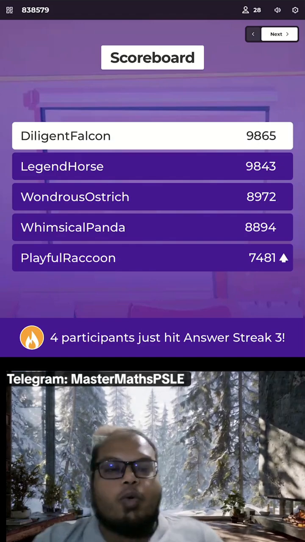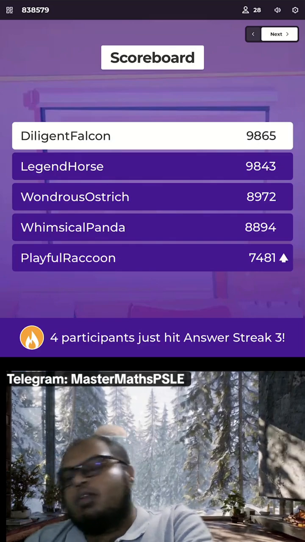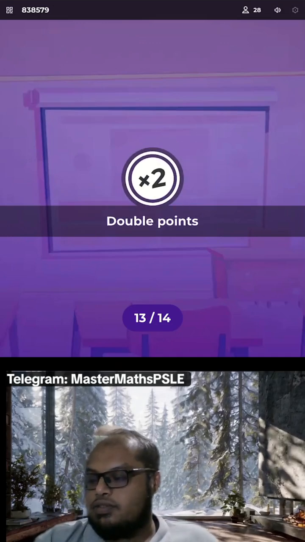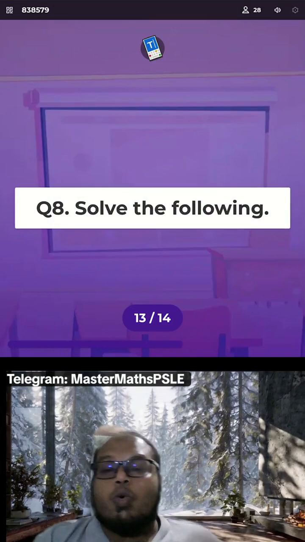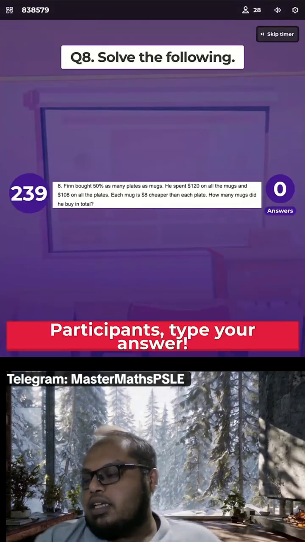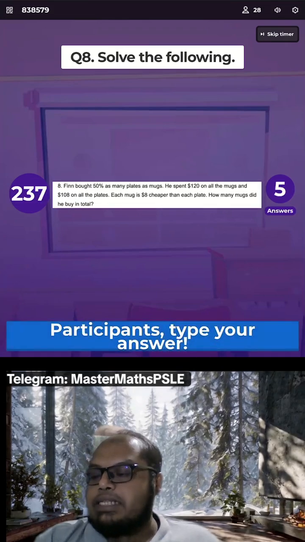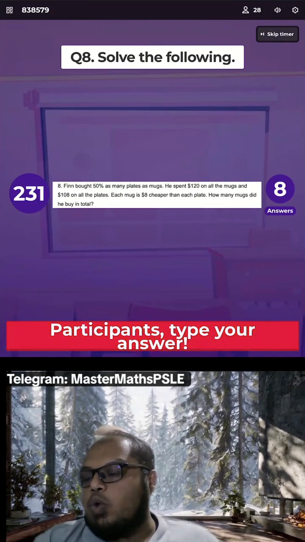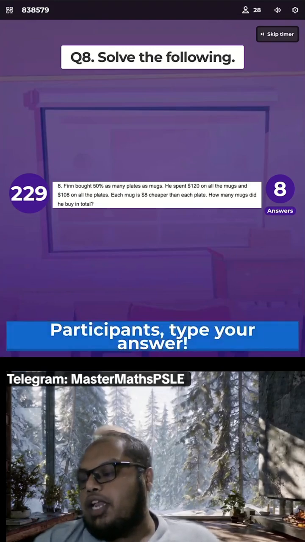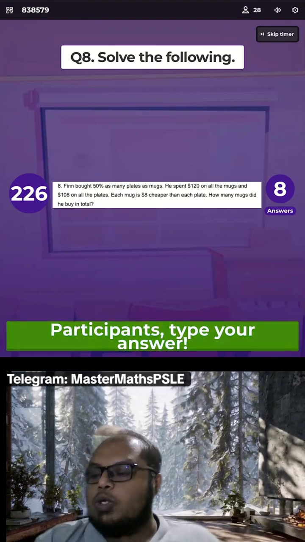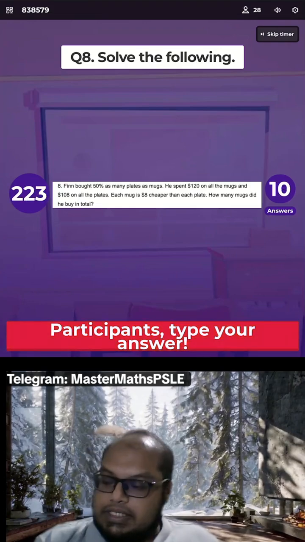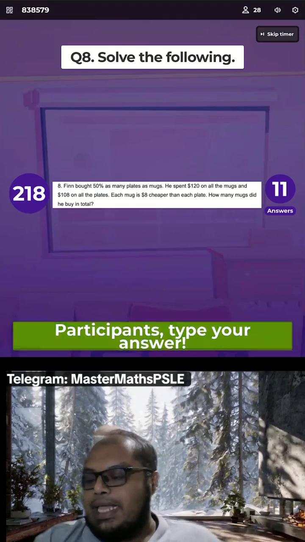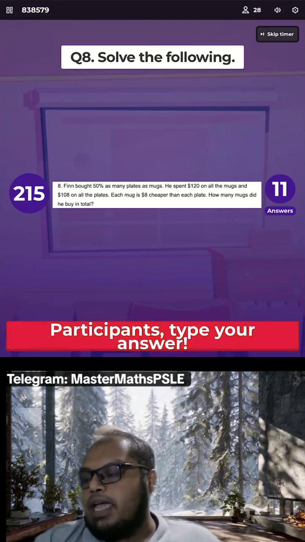I think there's one more question that will help determine who's going to get the first spot. Now, question 8. Finn bought 50% as many plates as marks. He spent $120 on all the marks and $108 on all the plates. Each mark is $8 cheaper than each plate. How many marks did he buy in total?